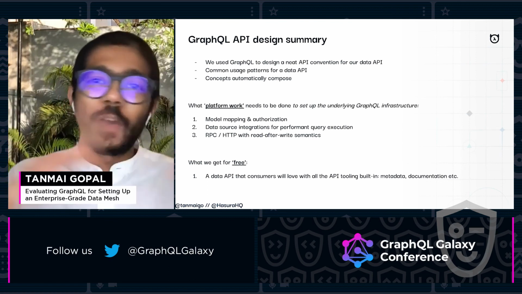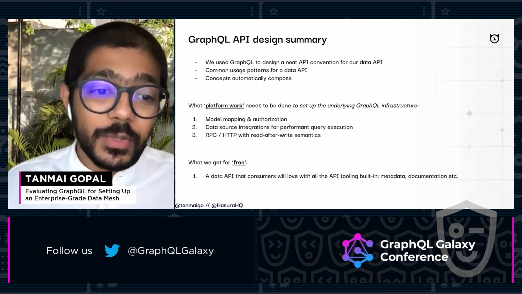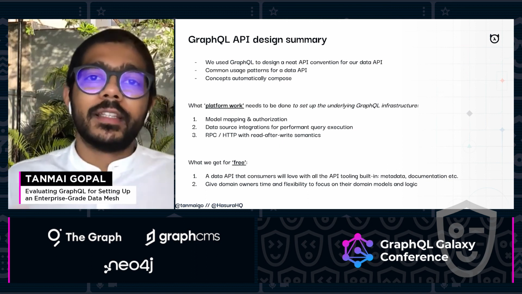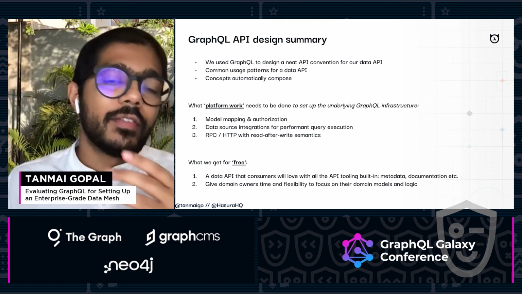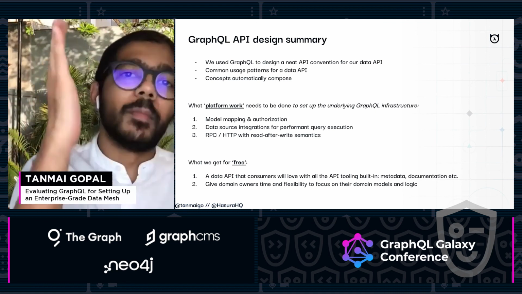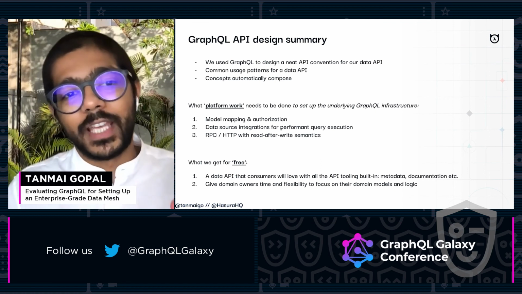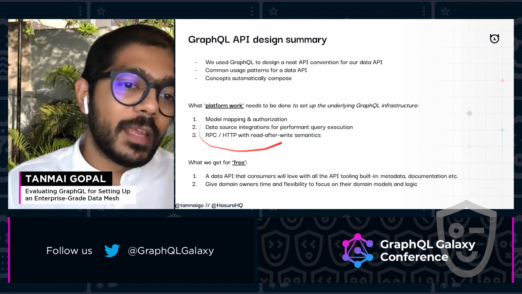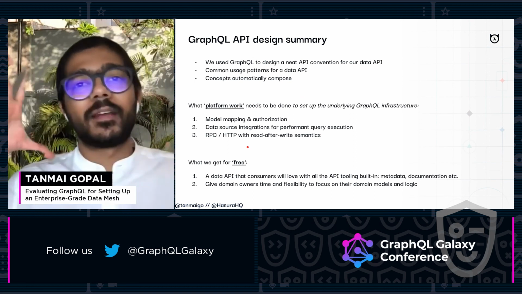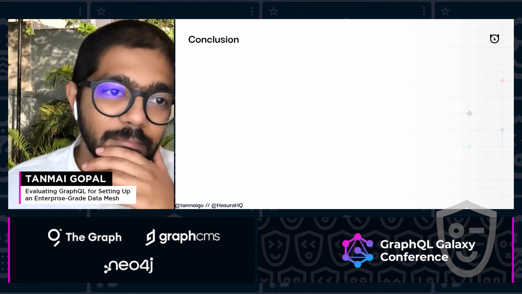All of the metadata, documentation, and GraphQL API tooling is built in because GraphQL is an API that people really like to use. But from the point of view of the builders of this API, the owners of those domains now have more free time and flexibility to focus only on their domain, the models and the logic, and not the plumbing of how they're going to expose it over the API, because that part we've been able to create common conventions for. So we can externalize that, make that a common convention, and get this for free.